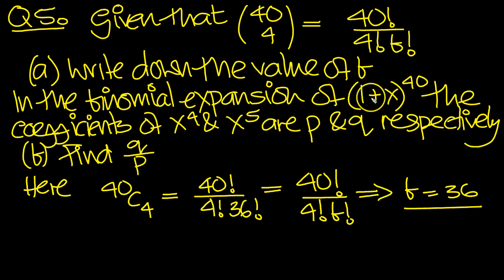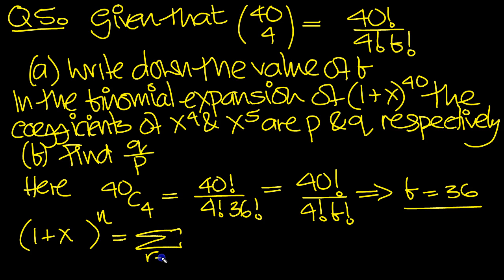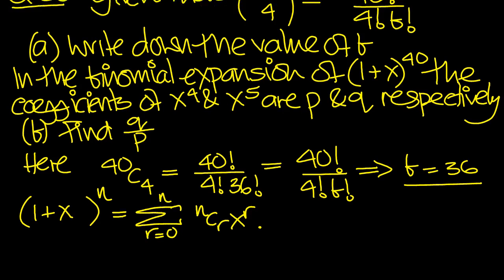Next, in the binomial expansion of (1 + x)^40, the coefficients of x^4 and x^5 are p and q respectively. Find q over p. So (1 + x)^n. Remember the formula, the bookwork. If I put the power in the right position, it is equal to the summation between r equals 0 and n of nCr x^r. So now the fourth term will be, let's scroll down a little bit, give ourselves some room.